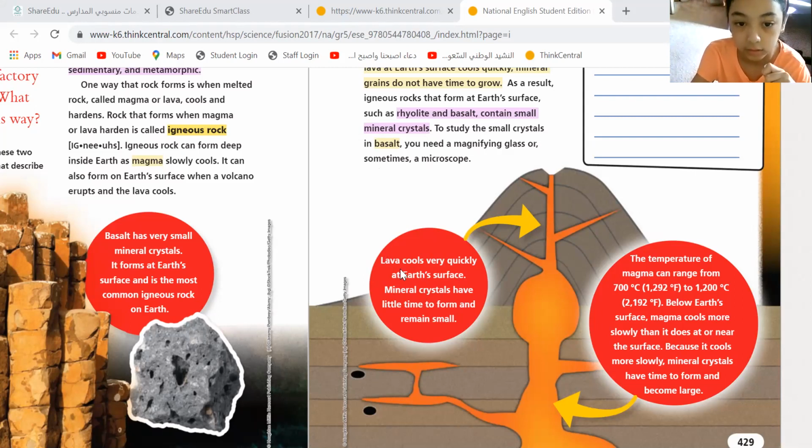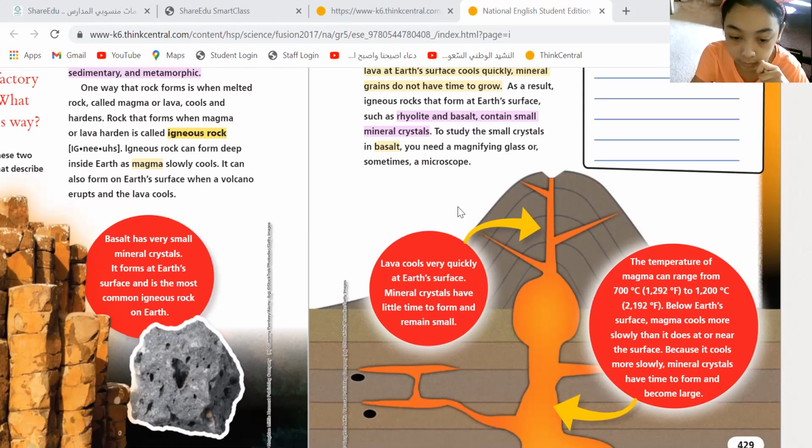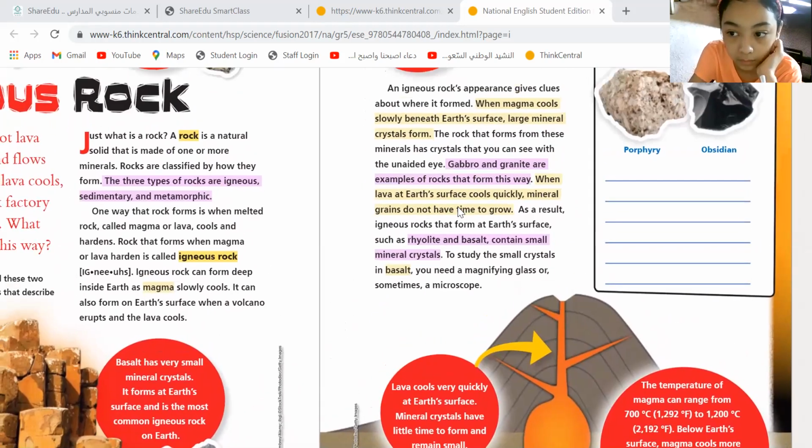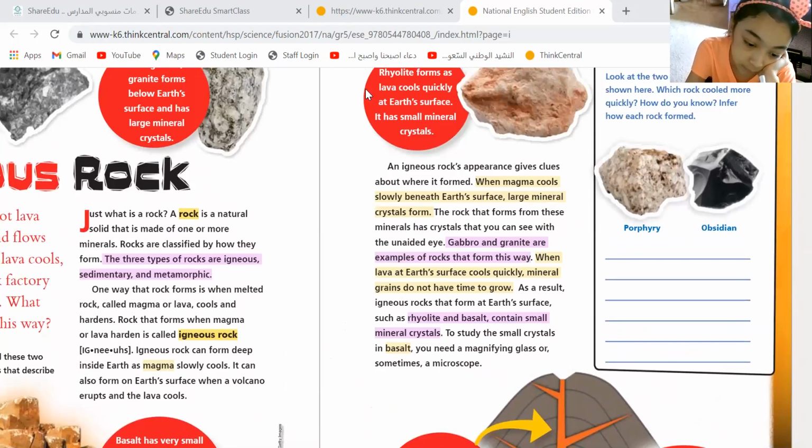If they are cooling very quickly at Earth's surface, mineral crystals have little time to form and remain small. So the rocks are going to become very small if they are cooling down very quickly. And the small mineral crystals will join into this rock. It will not be easy to see those minerals with your own eye. Maybe you need a microscope. Okay, so we have two groups of igneous rock.